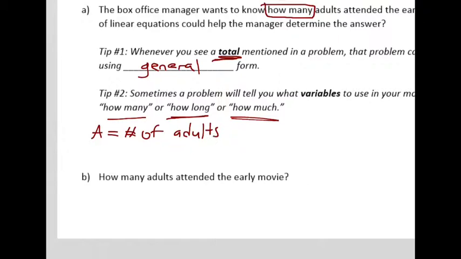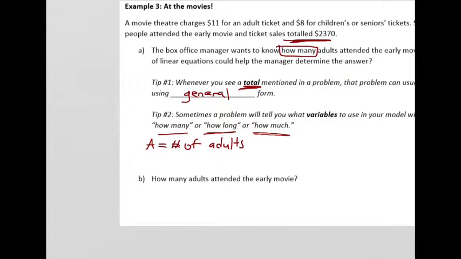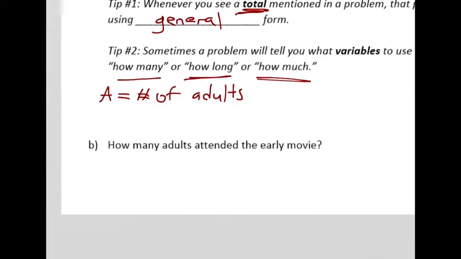What would our other variable be? Well, like I mentioned before, we don't know how many adults there are, and we also don't know how many kids there are, or seniors. So we'll use C to represent the number of children/seniors.